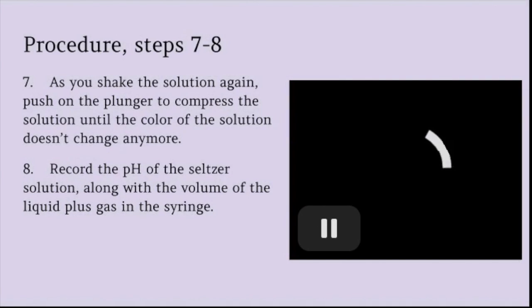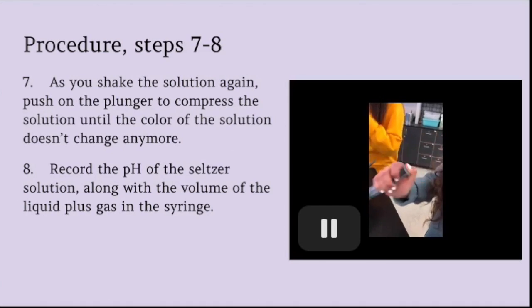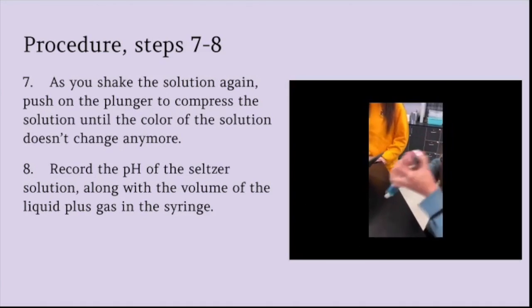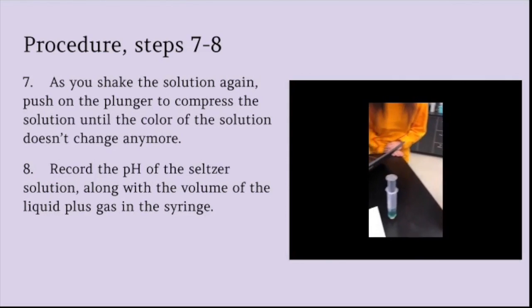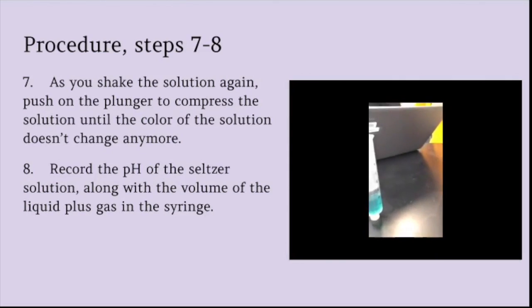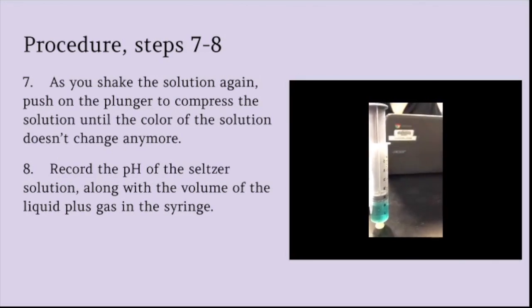This time, push on the plunger to compress the solution while shaking it. The solution will become greener as it becomes more acidic. When the color stops changing, stop shaking and record the new volume of gas. Record the pH of the seltzer solution as well.